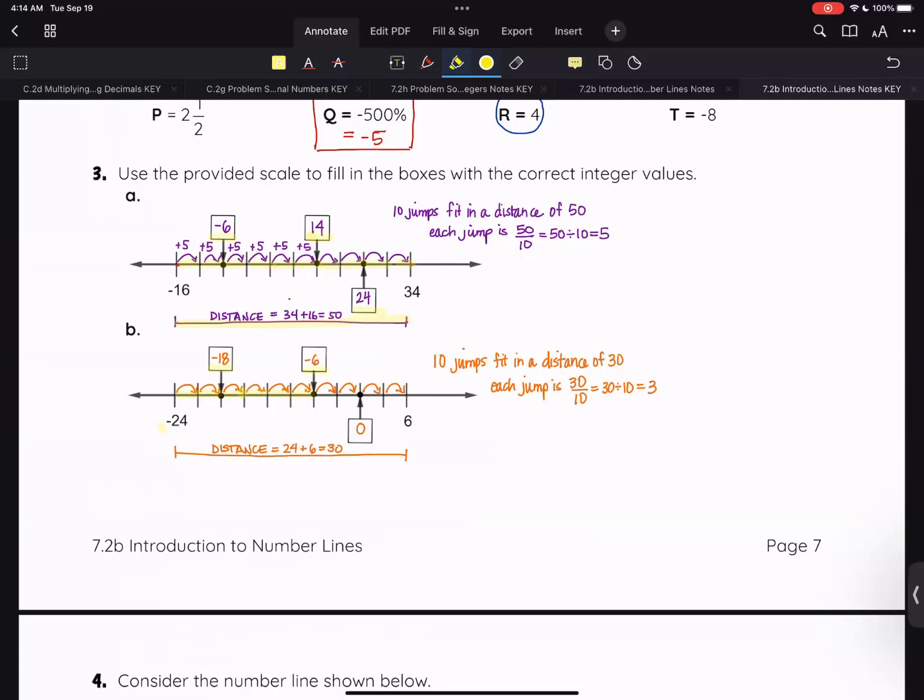Go 2 more forward where each jump is 3. I'm going to get up to 0. And then 2 more will take me to the 6.